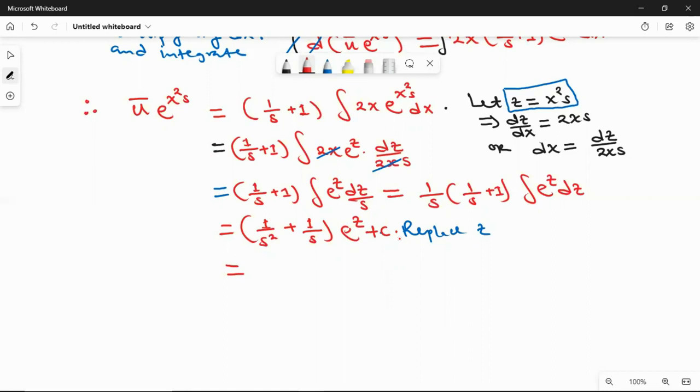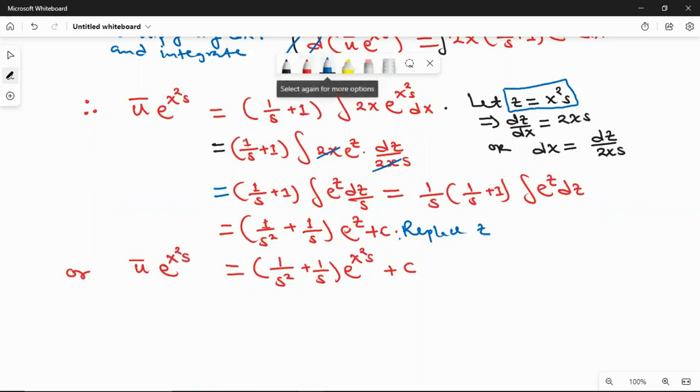Now, when you replace z, we are going to have 1 over s squared plus 1 over s exponential x squared times s plus the constant c of integration. So on the left-hand side, we have u bar exponential x squared s. And then you make u bar the subject.